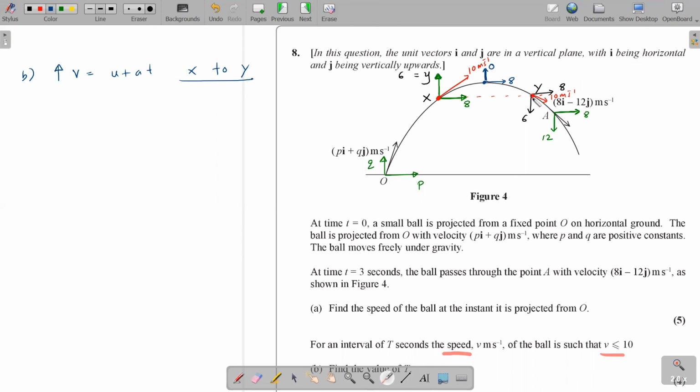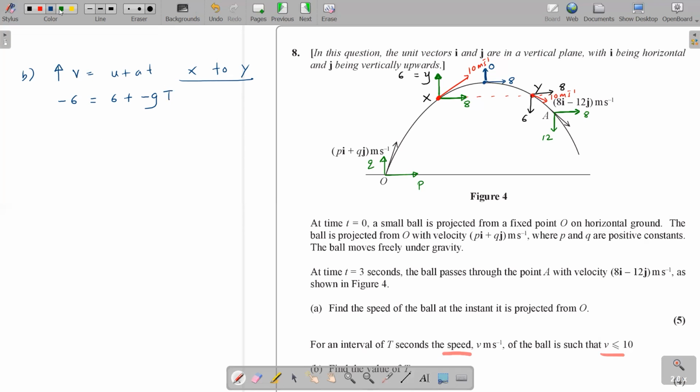So if I'm ending at Y, I'm using the vertical components, right? You can see 6 is downwards while I'm using upwards, so this V is minus 6. Initial velocity, you start at X, which is upwards, you get plus 6. What about the acceleration? Moving freely under gravity is the 9.8. It's the G value, but it's going to be negative G because I'm applying the equation upward. Time taken is capital T, which is what I want to find.